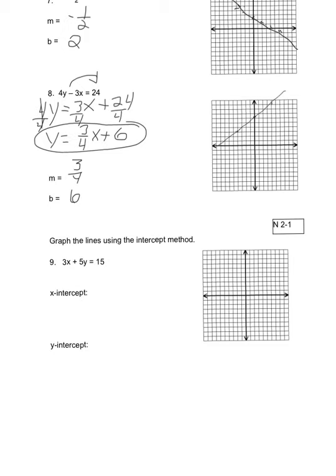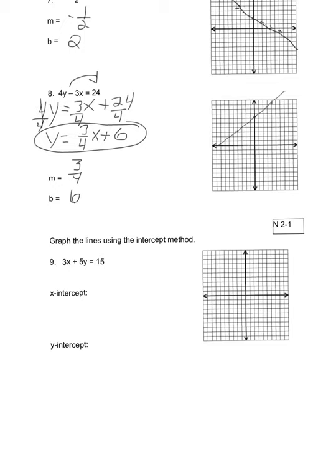Here's the key to this. To find an x-intercept, that means it's where the line crosses the x-axis. To find an x-intercept, that means my y value at the x-axis, anywhere on my x-axis, the y value is 0. So if I plug in 0 into that equation for y and solve for x, that's going to give me my x-intercept. So for x-intercept, I'm going to plug 0 in for y into the original equation.